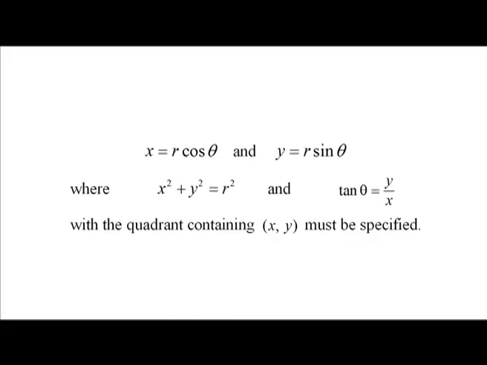x is equal to r cos theta and y is equal to r sin theta, where x square plus y square is equal to r square and tan theta is equal to y by x, with the quadrant containing the point corresponding to (x, y) must be specified. As an example, for the point in polar coordinates (3, 0), the Cartesian coordinates are obtained as follows.